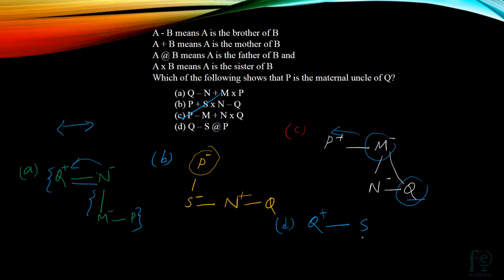S at P means S is the father of P. So here we cannot say that. Here Q is actually the paternal uncle of P. So that representation will only come here. So C is our answer.